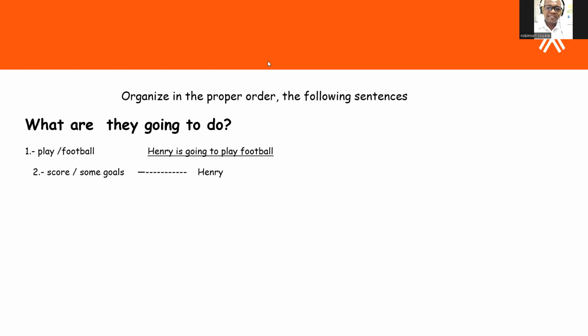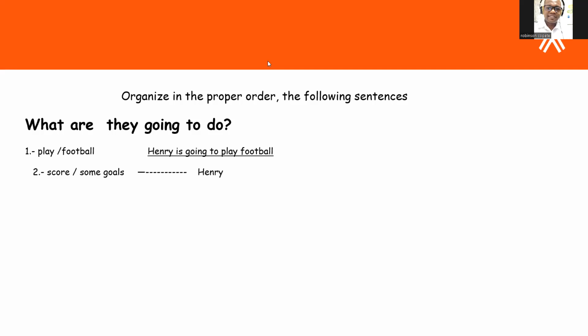Score some goals. Henry, remember to use the verb to be, going to, and if you want to add at the end of the sentence, the time expressions is good. Henry is going to... something is missing, Oscar. Check that out. Something is missing. Henry is going to some goals.